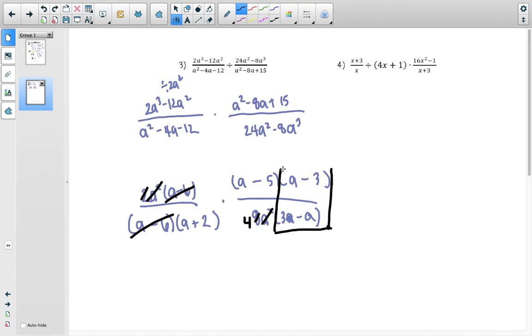And if we remember, if they're the opposite of each other, it cancels, but it leaves you with a negative 1. In that case, it is because that's positive and that's negative. That's positive, that's negative. They're complete opposite each other, so we're going to make that a negative 1. So that leaves you with negative a minus 5 and 4a plus 2. And that's your final answer.